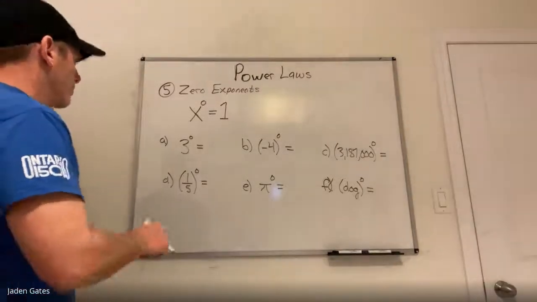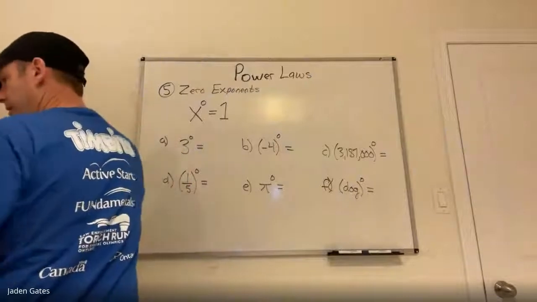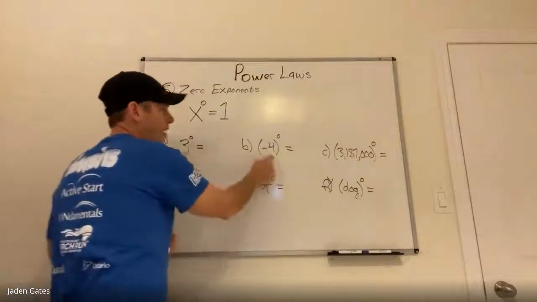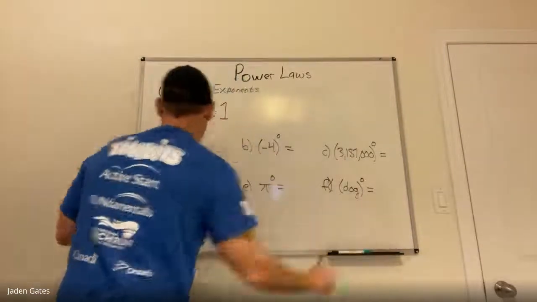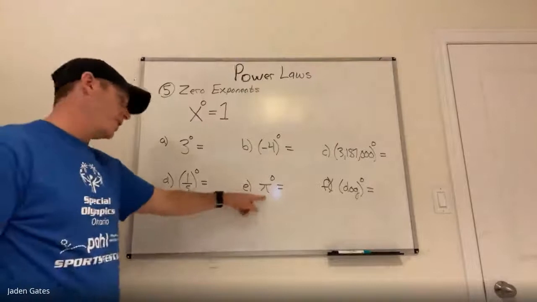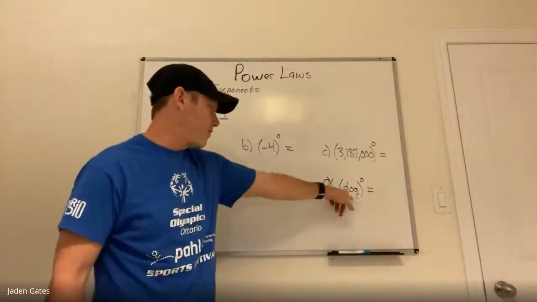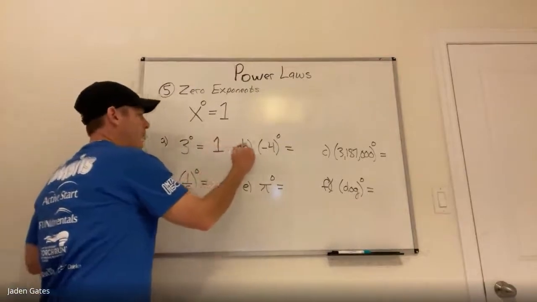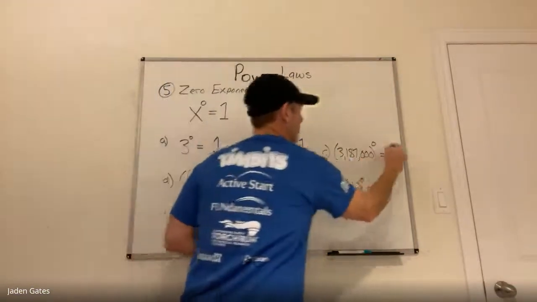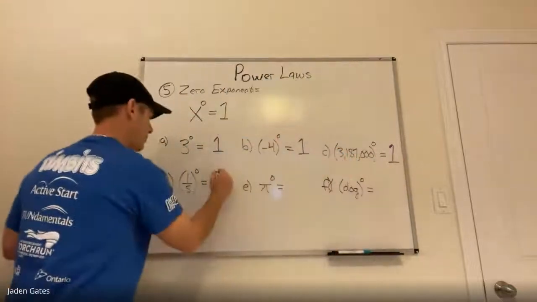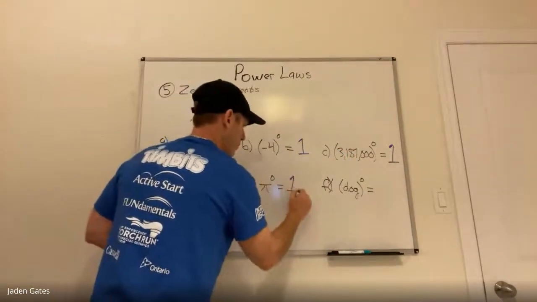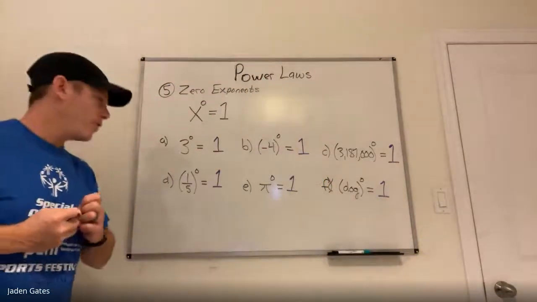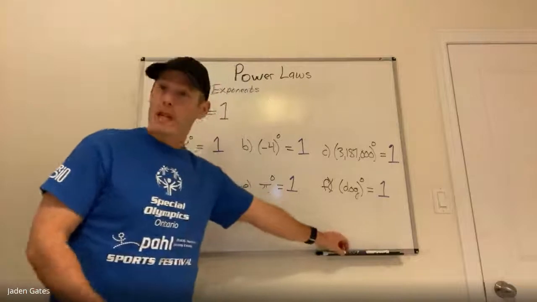And like I said, no matter what the base is, whether it's a normal positive number, a negative number, a really big number, a fraction, a symbol that actually is a number too, or symbols that don't have a numerical value, the answer is 1, 1, 1, all the way across the board. So no matter what, if you have an exponent of 0, the answer is always 1.